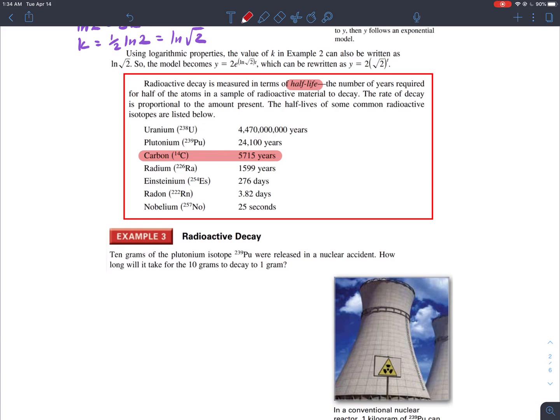All right, you've got all the way down to nobelium, 25 seconds, half of it. Cuts in half every 25 seconds. All right.